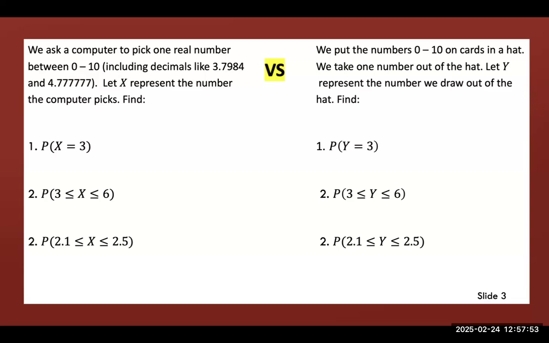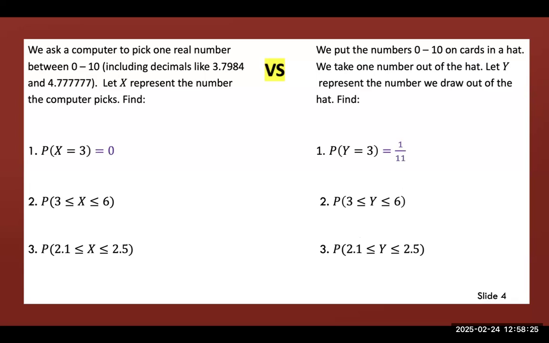Now let's take a look over at the one on the left. It's sort of like drawing things out of a hat, but the numbers we have include decimals. There's infinitely many numbers between 0 and 10. So asking a computer to pick a number, choosing the number 3, that's one number out of infinitely many numbers, right? So if we could put infinity on the bottom, 1 divided by infinity goes to 0. The probability that you choose the number 3 is actually equal to 0.